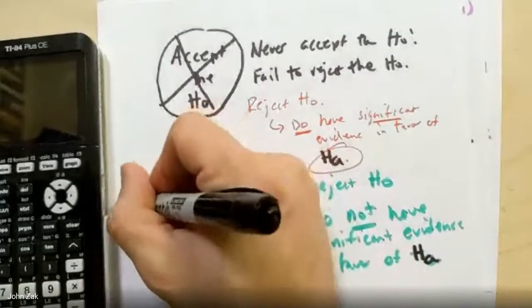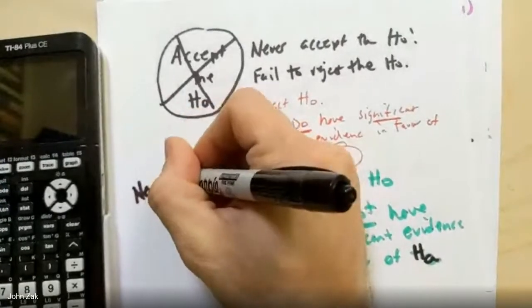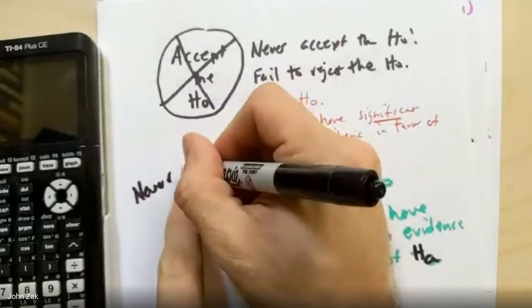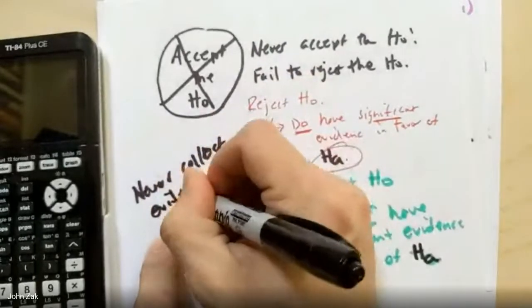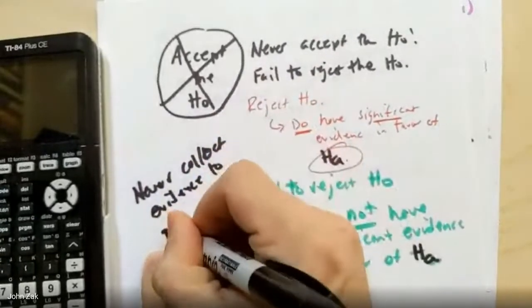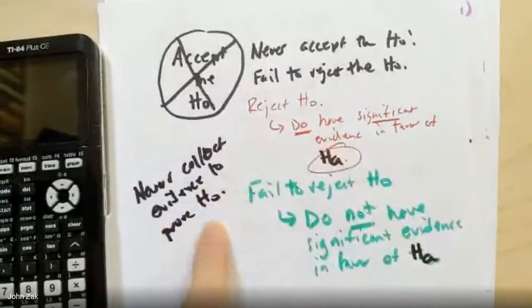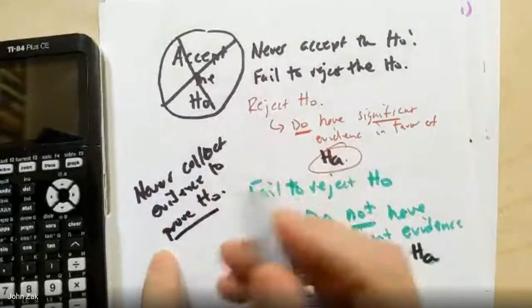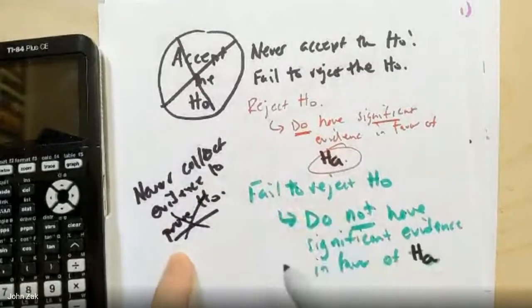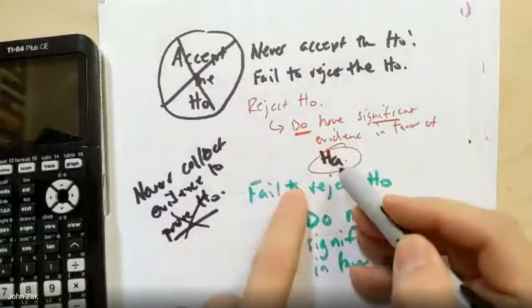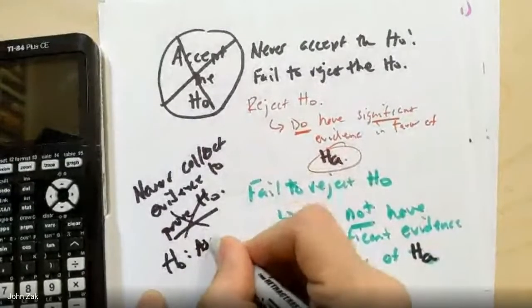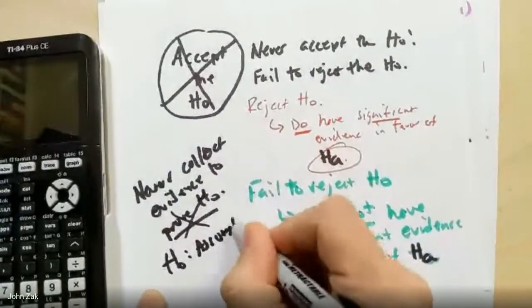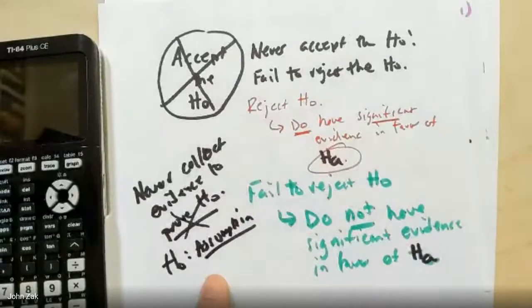We never collect evidence to prove the null hypothesis. We're never actually trying to prove the null hypothesis. We're only ever trying to prove the alternative. The null hypothesis is always an assumption. You don't prove your assumptions are true, you just make them, right?